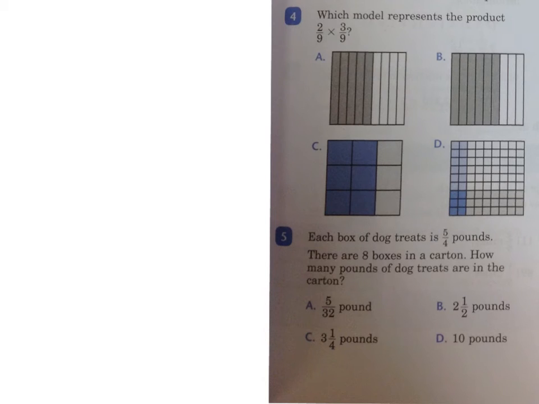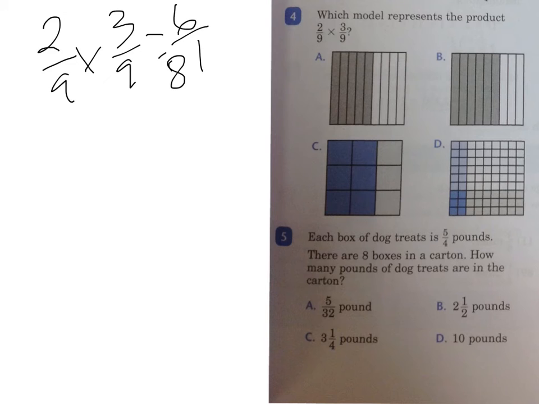All right, so let's look at number 4. Number 4, it says, which model represents the product 3/9 times 2/9? So let's just simply work it out. So let's say 2 over 9 times 3 over 9. So we know that 2 times 3 is 6, and 9 times 9 is 81. And we know these will both reduce. We can divide those by 3. And then we're going to come up with 2 over 27.